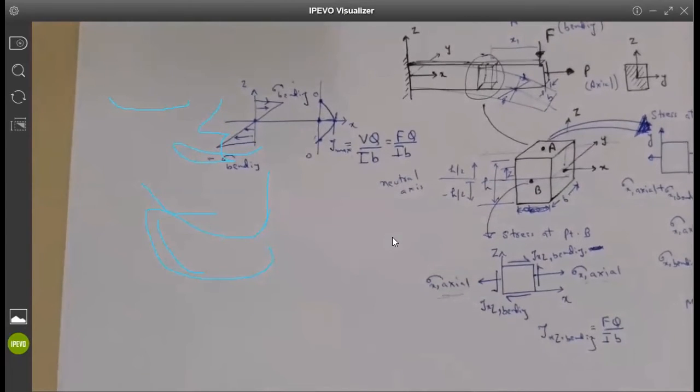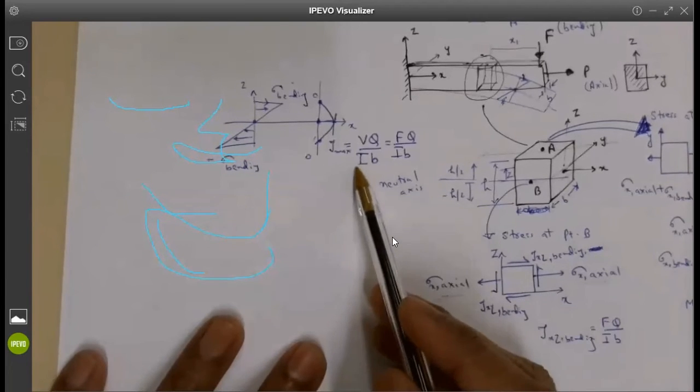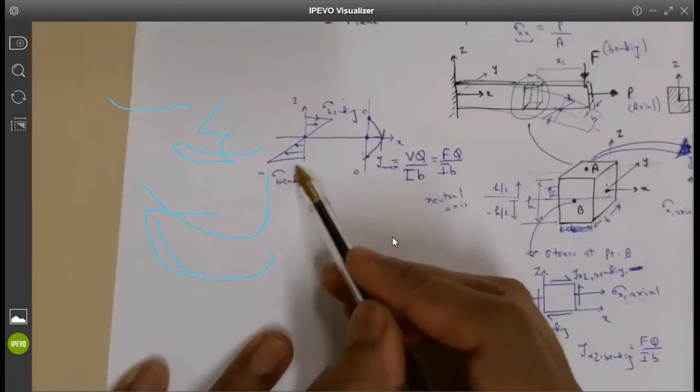Let me know if there is something that you are not following, or you are just completely lost somewhere. I just don't know, what does this bending chart represent? It represents the shear stresses. So this chart, you are not getting this one?